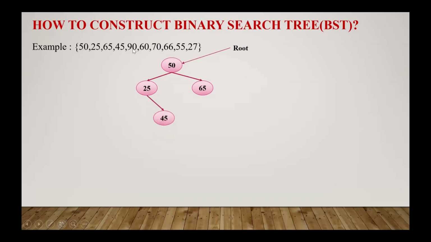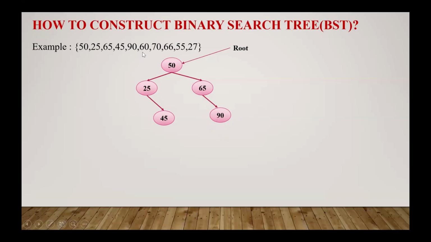Next element is 90. So we have to traverse from the root. 90 is greater than 50, so it will come to the right subtree. Right child is 65. Now 65 is less than 90, so 90 will be placed on the right side and become the right child.